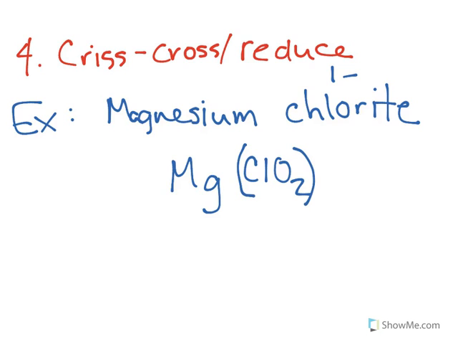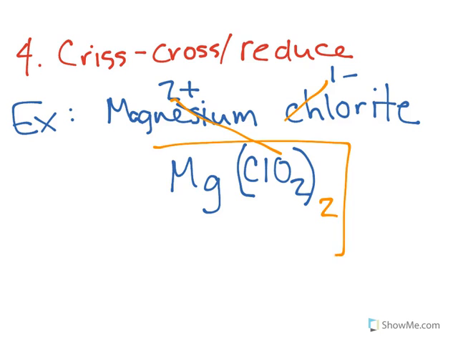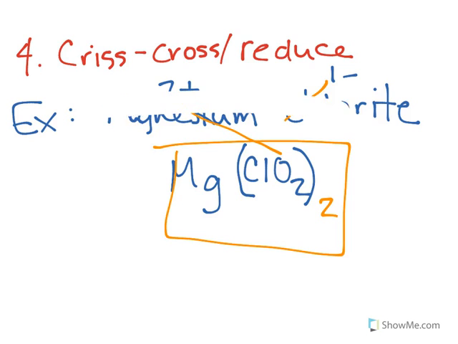The charge on magnesium, he's a group 2 metal, so that's going to be 2 plus. So I'm going to take the 2 from the magnesium, and it goes down, doop, there. The 1 from the chloride would go to the magnesium, but we don't write ones. So this would simply be Mg(ClO2)2, magnesium chloride. Okay? Let's do another one.